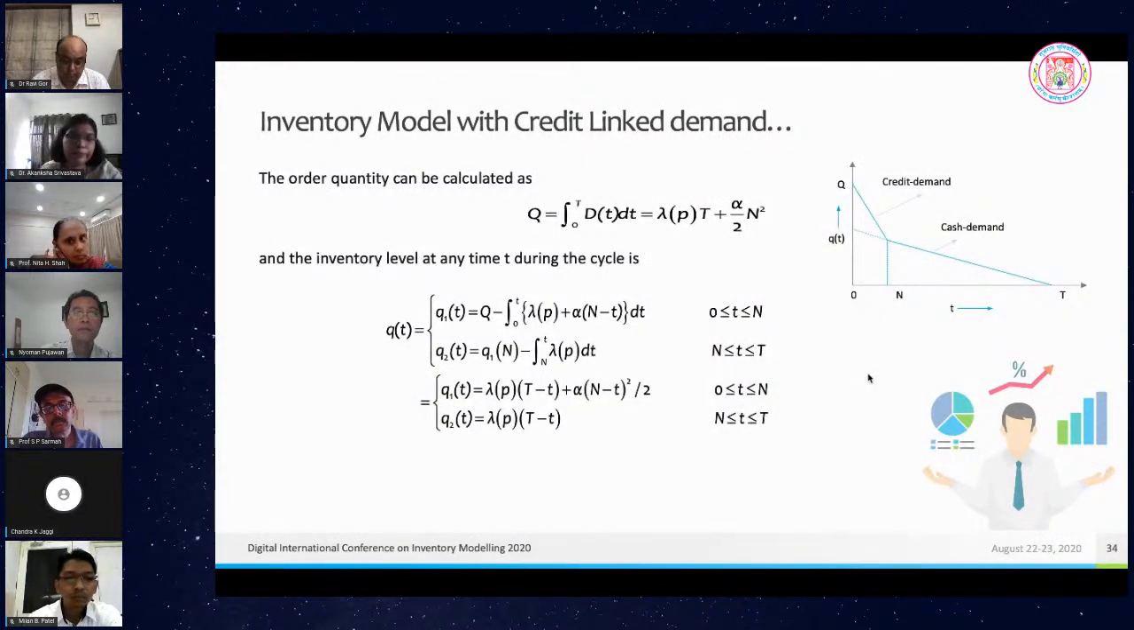Now, here we see in the figure, this is my regular cash demand which is going on, and whenever I offer some credit period, this demand gets enhanced. This is the credit demand, basically this upper triangle. We try to find out how our Q is going to be built up in this, and we calculate Q as this, and the inventory level at any time t during the cycle is defined as this, and then we simplify and we get this. Next, please.